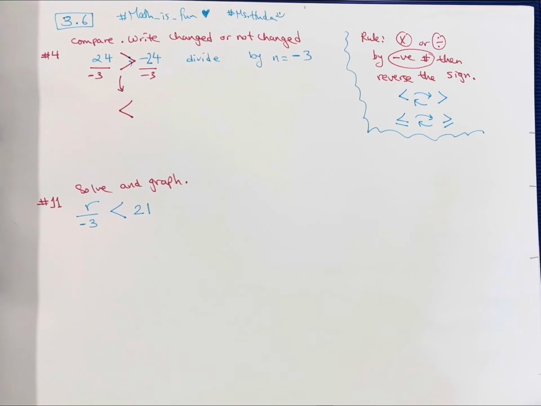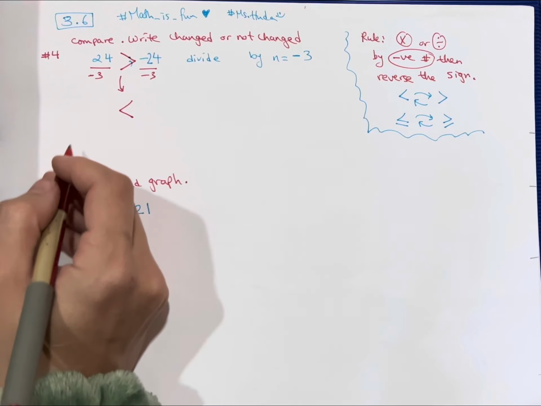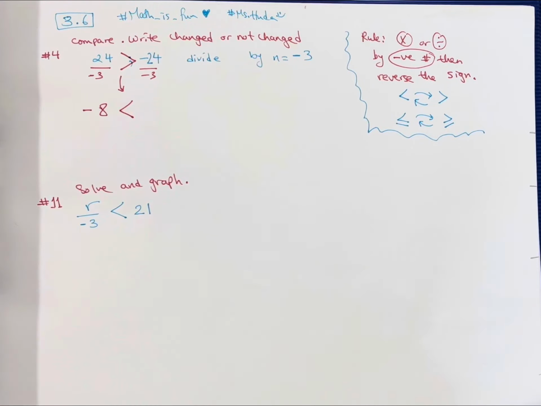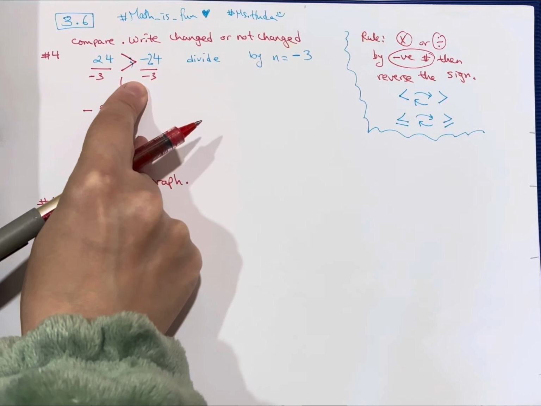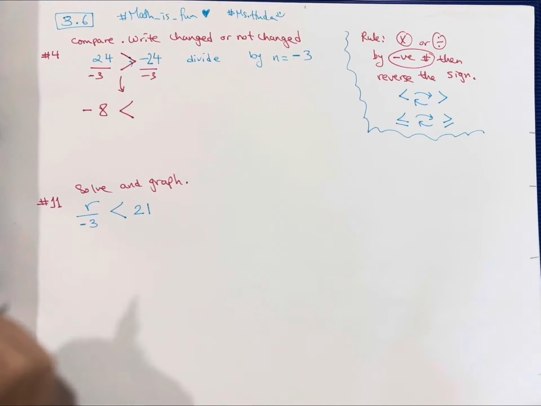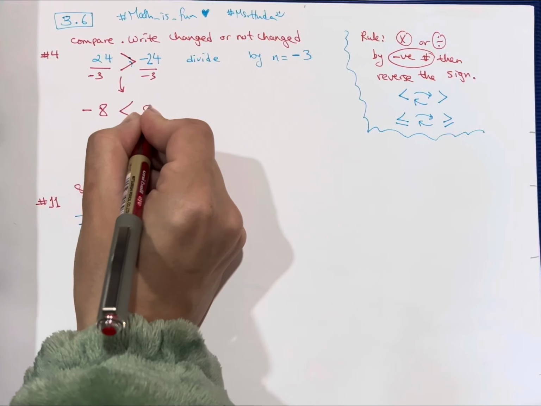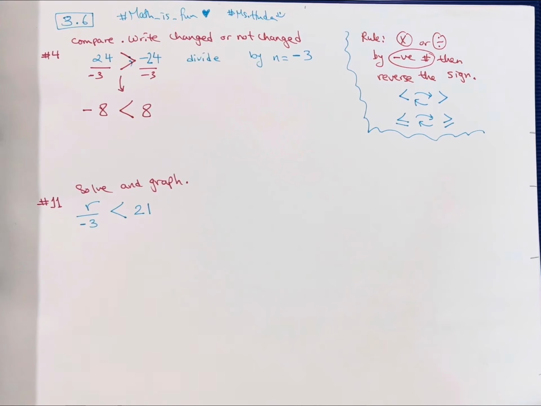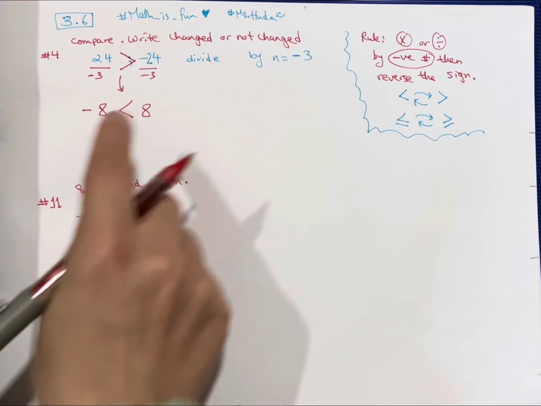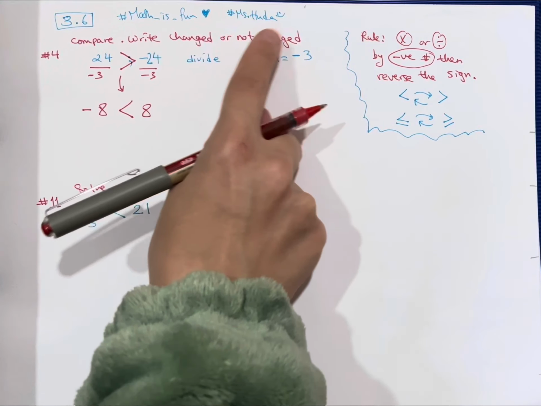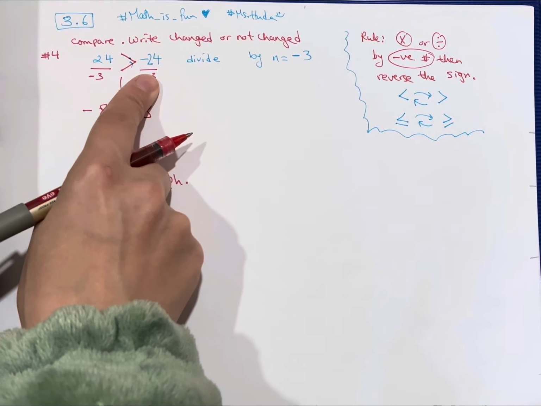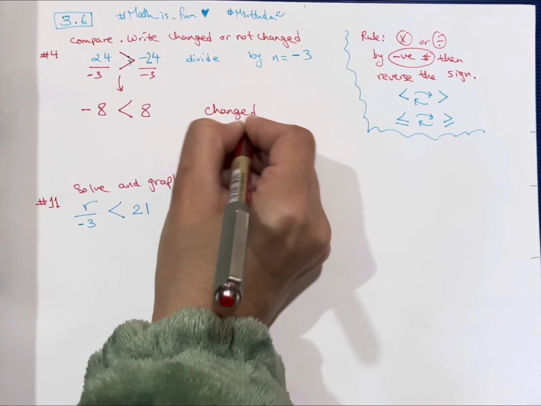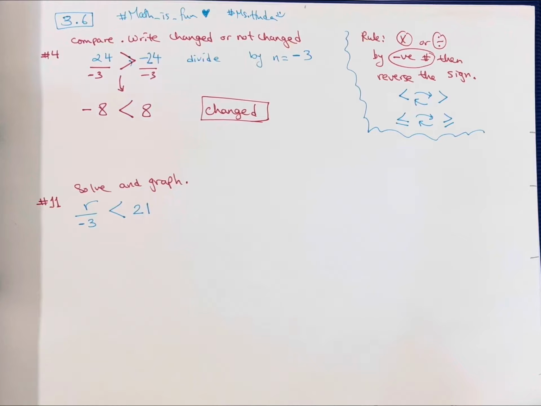All right, dear students? Now, negative and positive, different signs, I will get negative. 24 divided by 3, I will get 8. All right, very good. Now, negative and negative, same sign, I will get positive. 24 divided by 3, I will get 8. Now, is negative 8 less than 8? Yes, so my answer is correct. Am I done? No. The question says, write changed or not changed. Since I divided by a negative number, so I reverse the sign, so I have to write what? Changed.